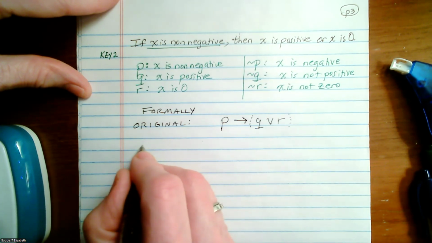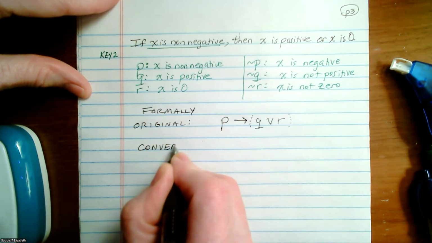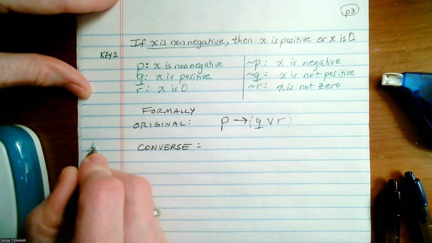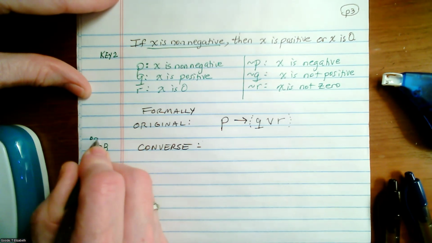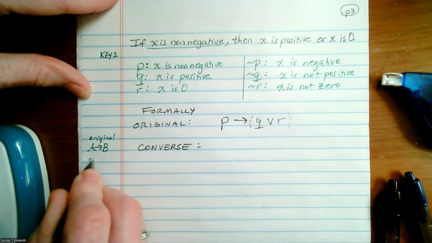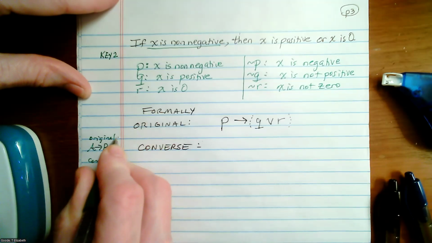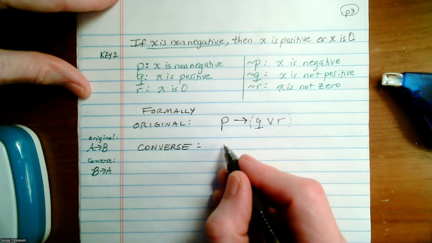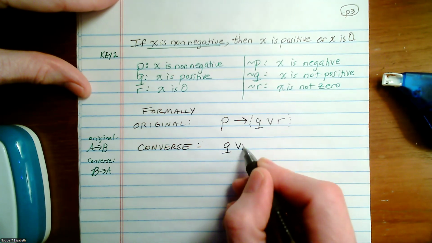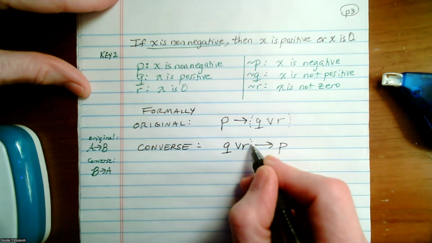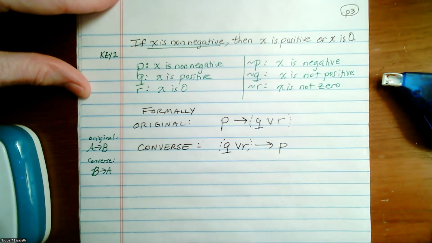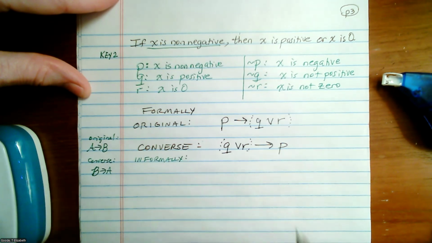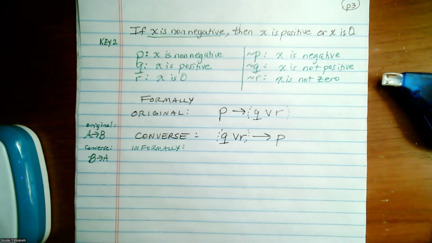Now let's work on the converse. Let's write it formally. And let's just remember, if A implies B is the original, what is the format for the converse? B implies A. Yep. So what would our converse be formally? Q or R implies P. Exactly. All right, now let's go ahead and practice writing it informally using ordinary English, and we should still get the same answer that we would get if we used the other key.